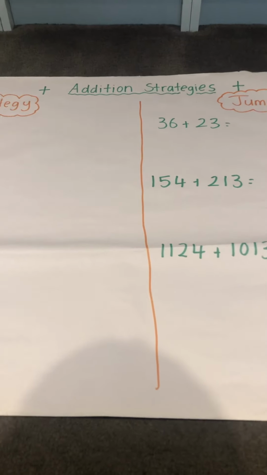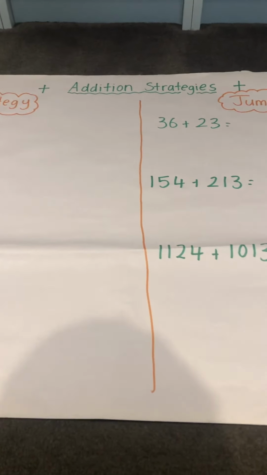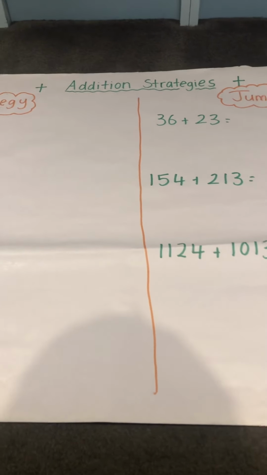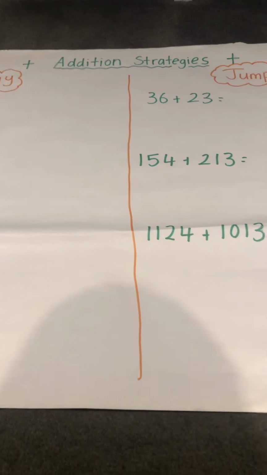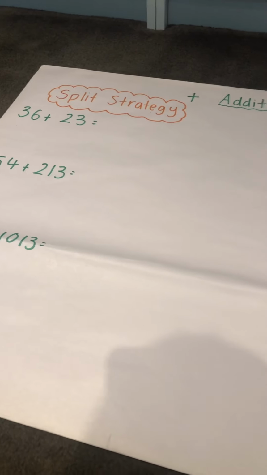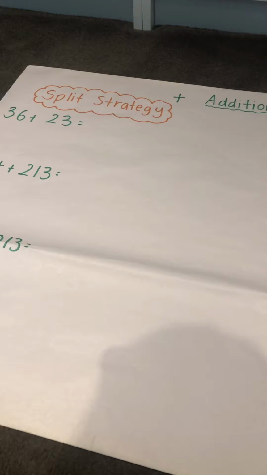Hi Year 4. Today we're going to be looking at two addition strategies for adding 2, 3, 4 and 5 digit numbers. You may be familiar with these strategies. We're going to have a little bit of a review today and then you've got some activities to do during your maths lesson. So one of the strategies that we're going to be looking at is the split strategy, where we're splitting numbers based on their place value and adding them together.